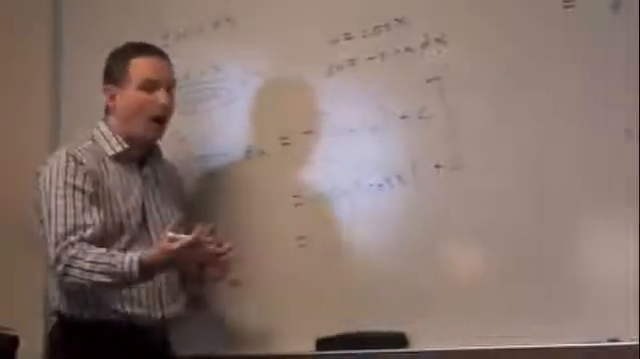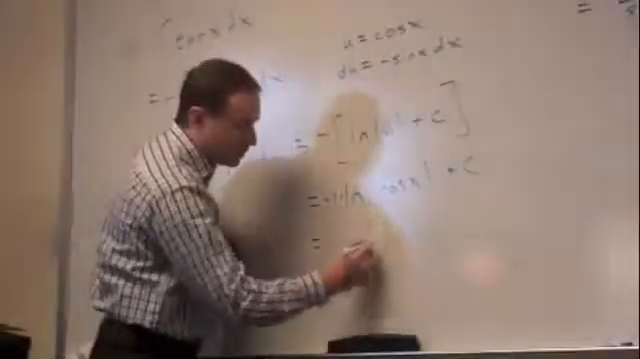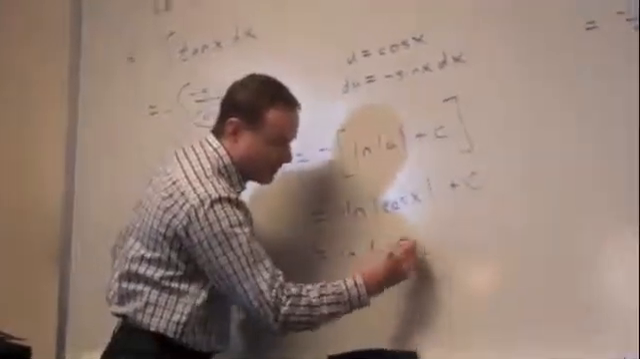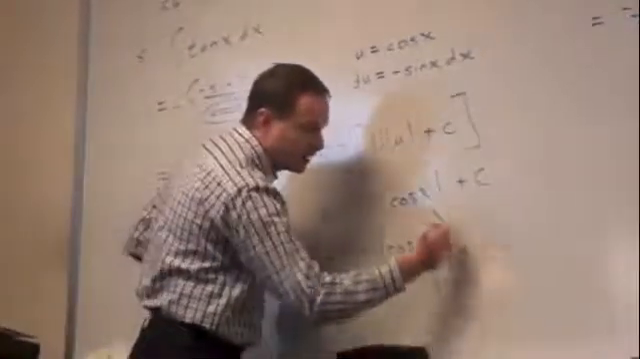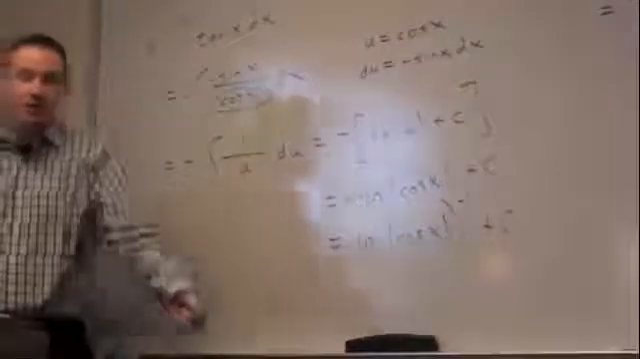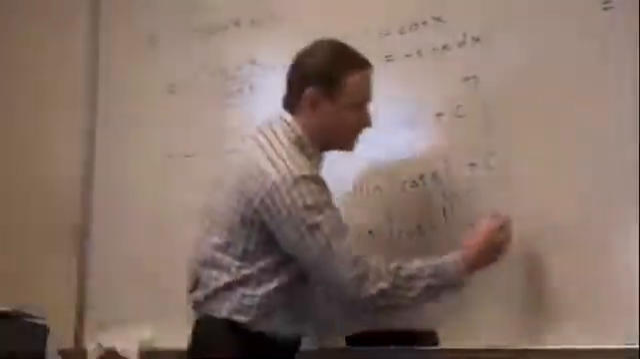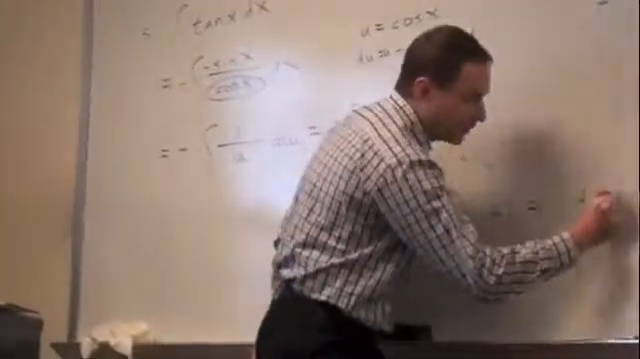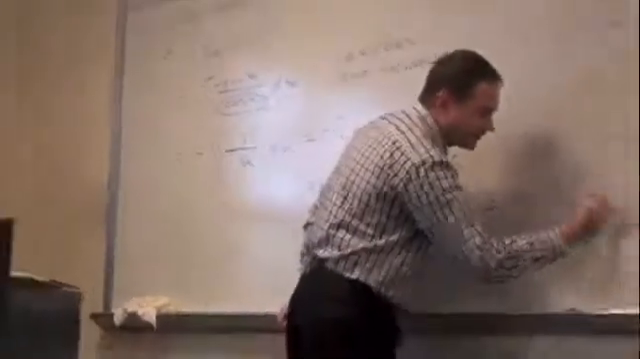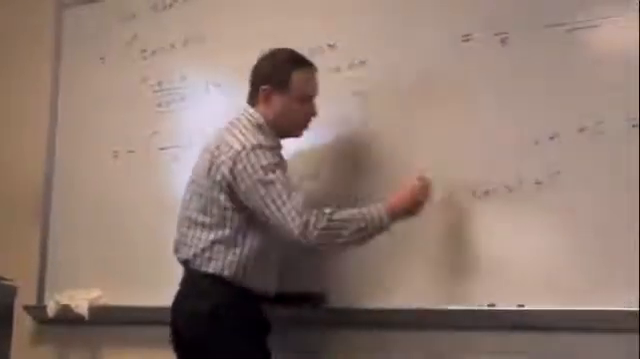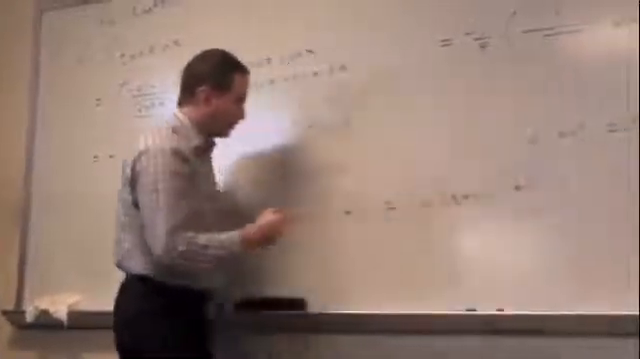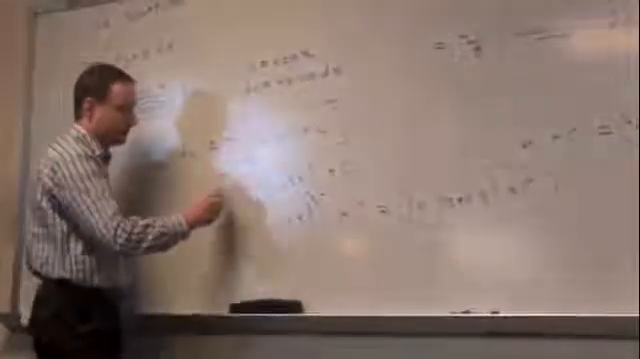So I can say, well, that's the natural log of the cosine of x all to the negative 1 power plus c. What's the reciprocal of cosine? Secant. This is the natural log of the absolute value of the secant of x plus c. Is one answer better than another? Nope. I just wanted to show that they were the same.